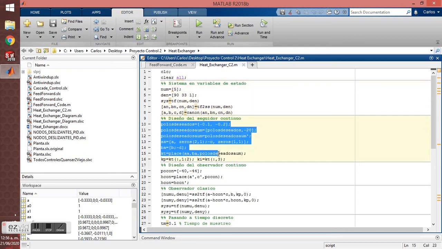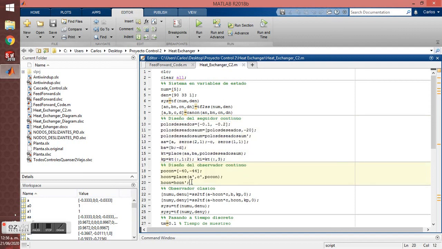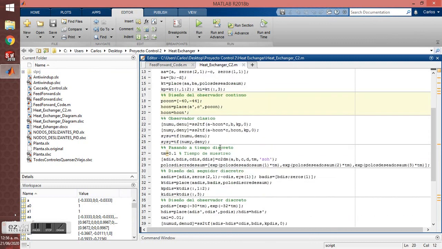For the implementation of the state observer, it is required that it be much faster than the plant and thus have a correct estimate. For this reason, poles much farther than the desired ones are used. For the classic observer, we perform the calculations using the transfer function, and finally we proceed to discretize all the controls performed using an adequate sampling time.